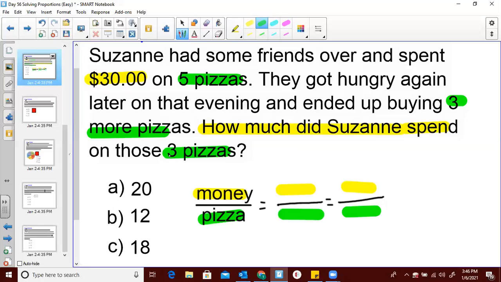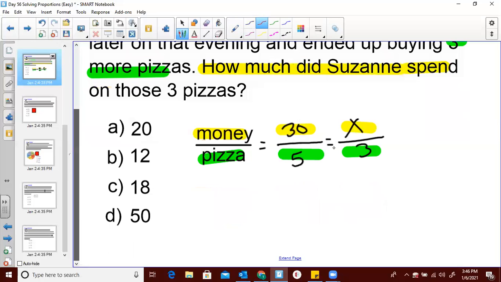Now I don't really need to highlight this last one because I've pretty much already highlighted it initially. So come back, just start filling it in. My first comparison is going to be my $30 to my 5 pizzas. My next comparison is going to be how much they spent on these 3 pizzas. Well, I know that I have 3 pizzas for information, but I don't know how much they spent. All right, so we should be pretty solid on setting these up right now.